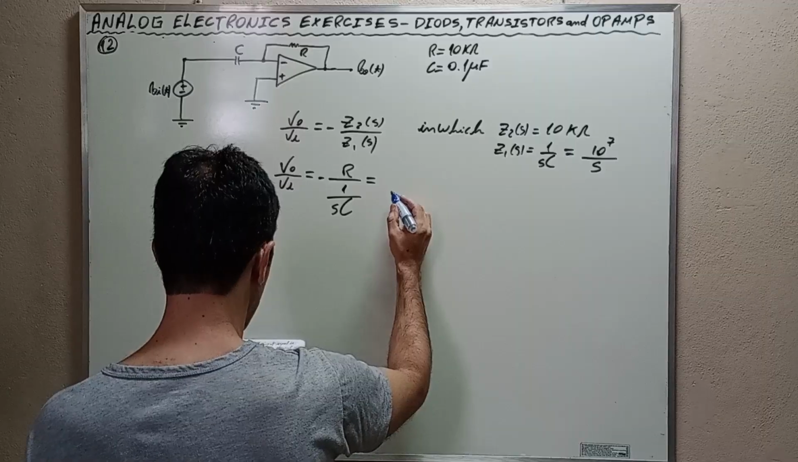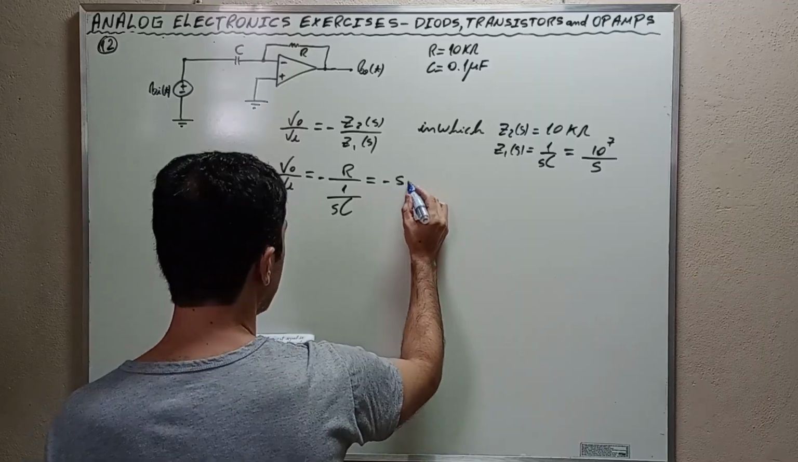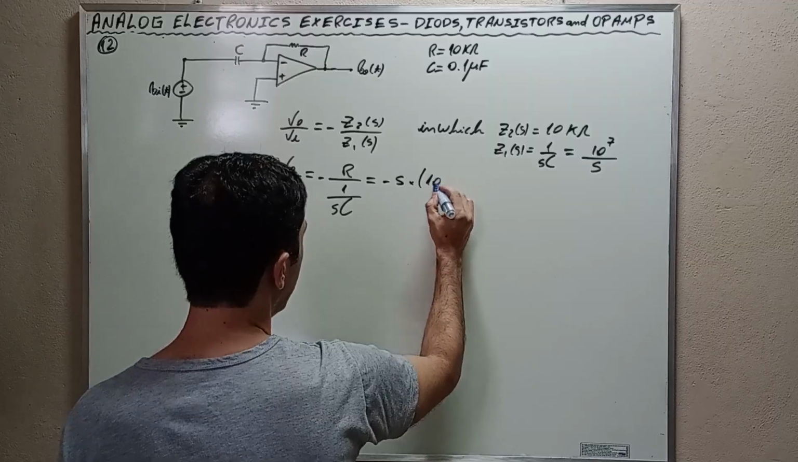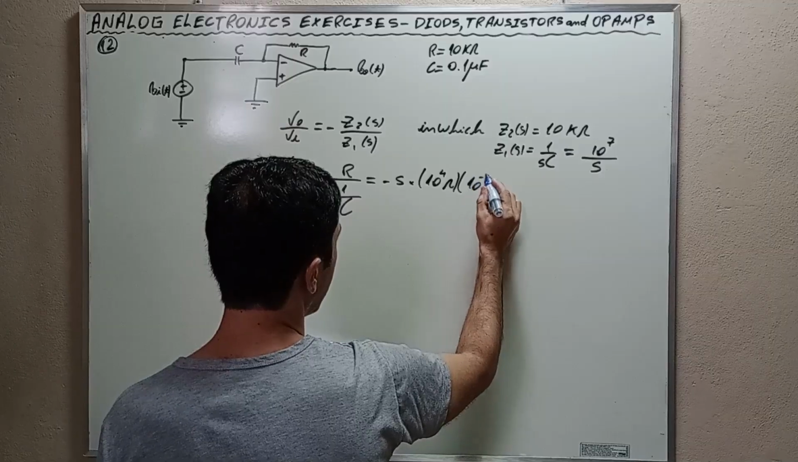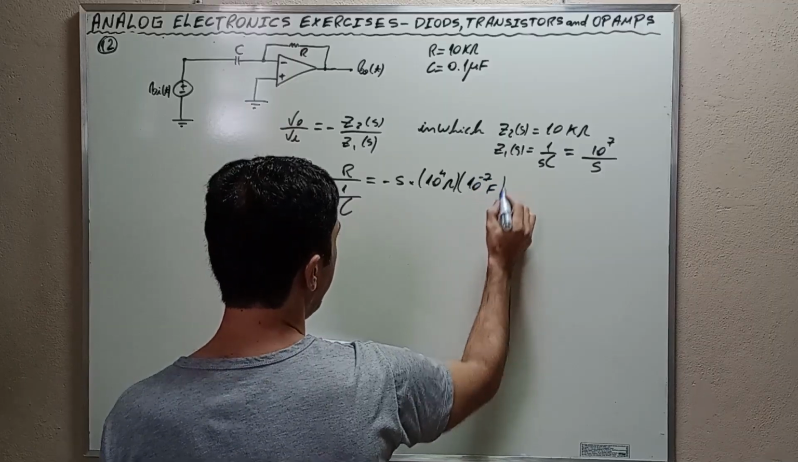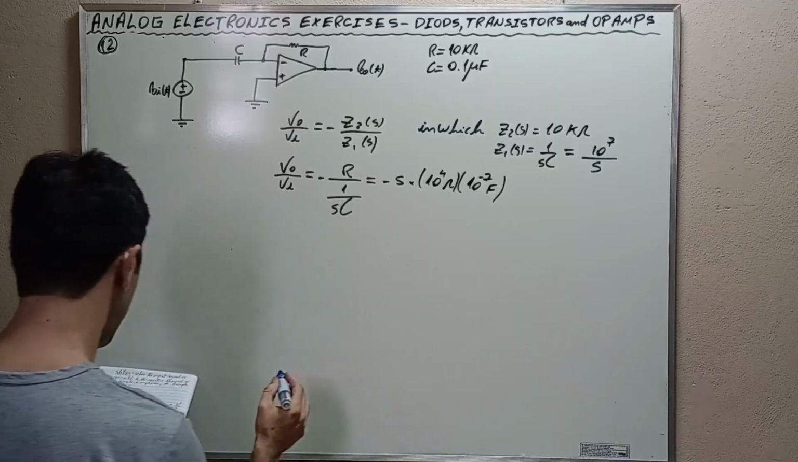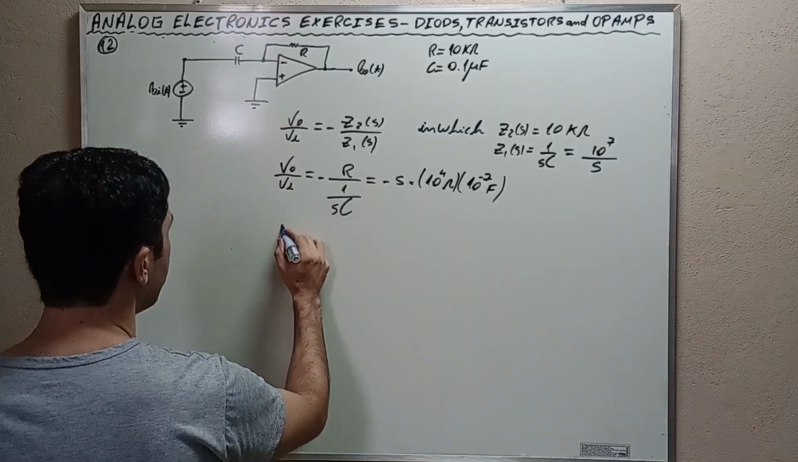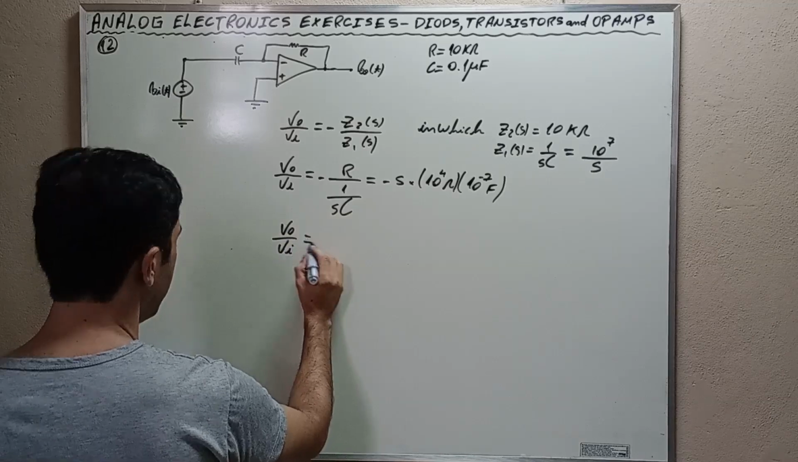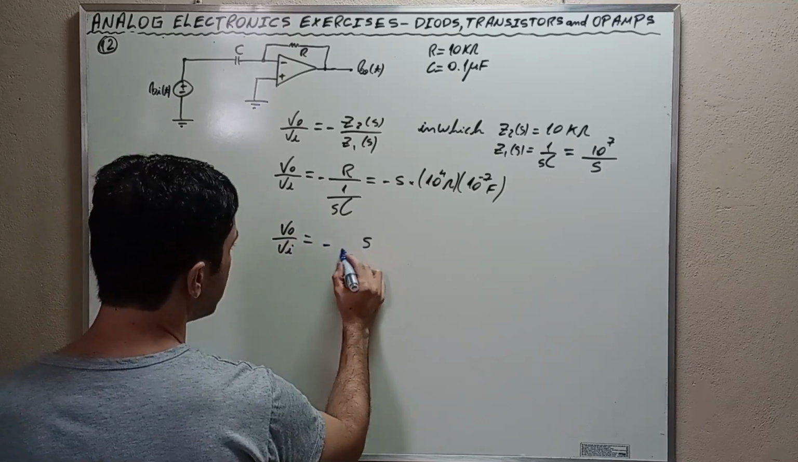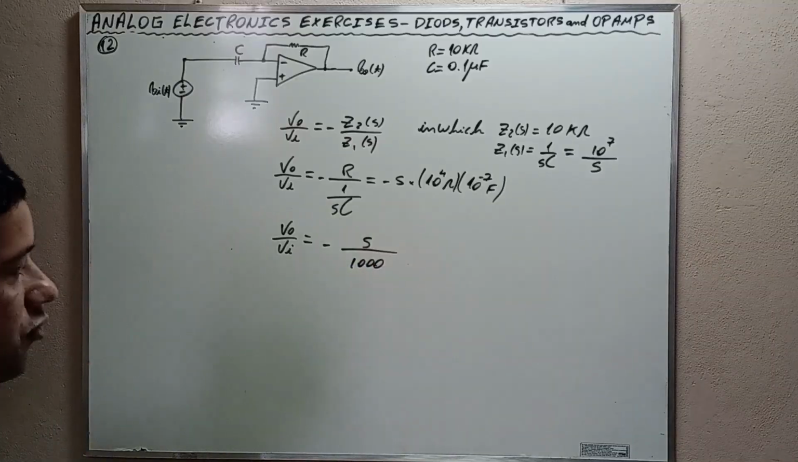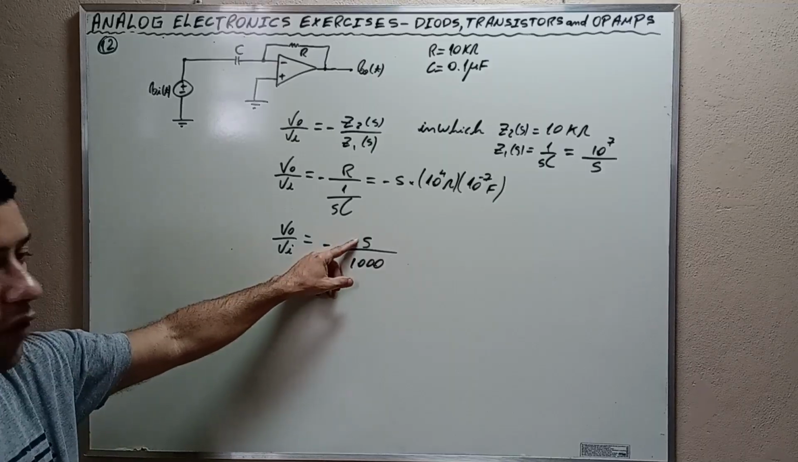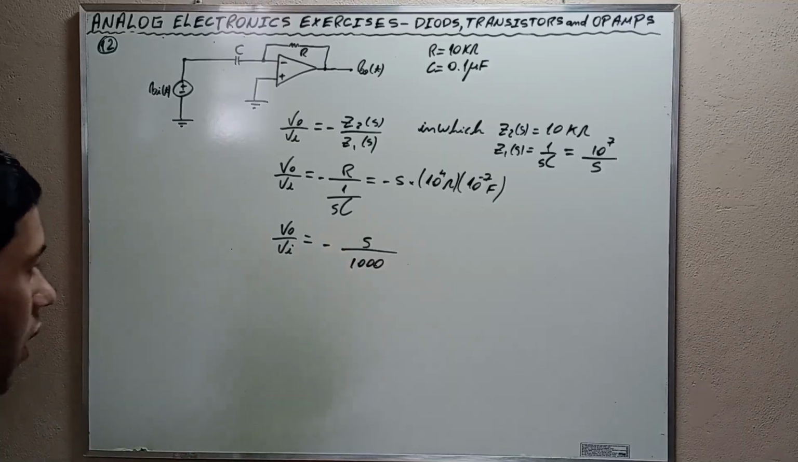and this is equal to negative S times 10 to the 4th ohms times 10 to the negative 7 farad, and ultimately we find that VO over VI is equal to negative S over 8,000. Okay, my friends, this is the transfer function as a function of the complex variable for exercise 12.